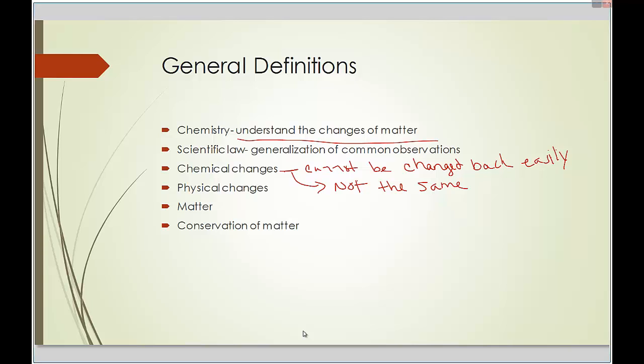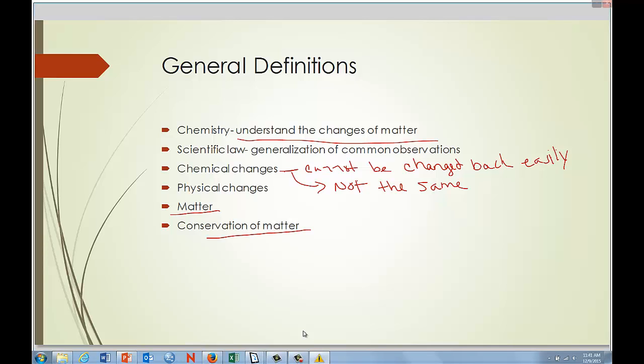Matter is anything that has mass and takes up space. All the atoms are what's making up the matter. And the conservation of matter is the fact that matter is neither created nor destroyed. So things don't just appear and disappear. They actually have atoms that go from one place to another.